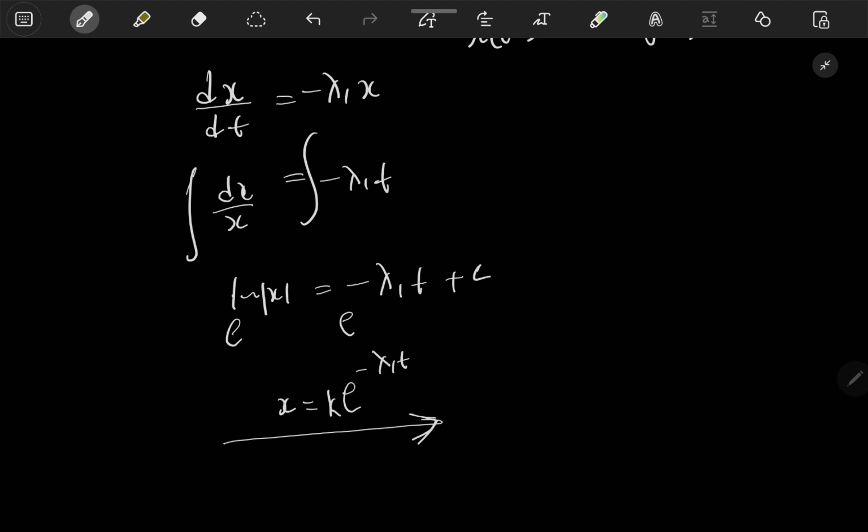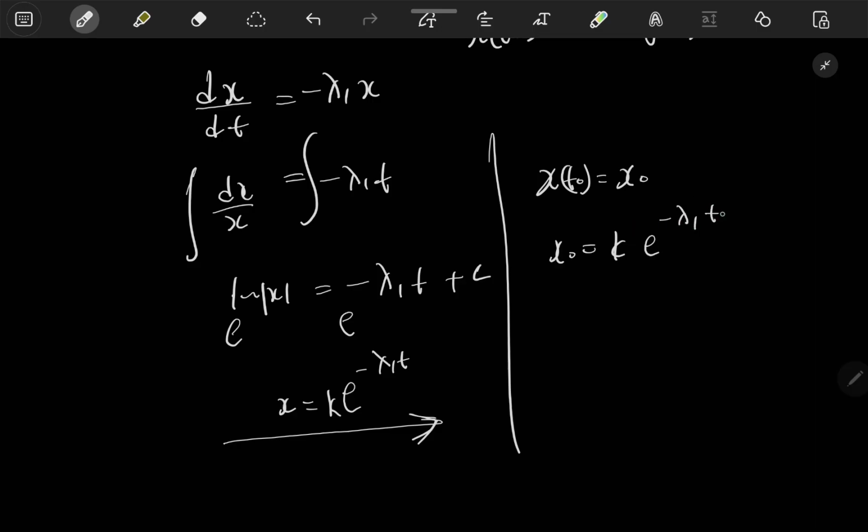Now, because we have an initial value, we can try x naught. X at t naught is going to be x naught, right? That means if I'm putting in x, I'll get x naught, then I'll have k here, e negative lambda 1 for t, I'll have t naught. So I can try to find k. K will be, I'll just divide whatever that is outside. I'll have x naught, which will be positive, e lambda 1 t naught. So this is my k.